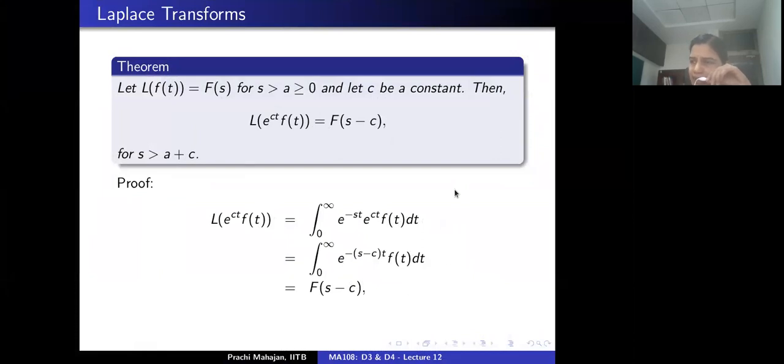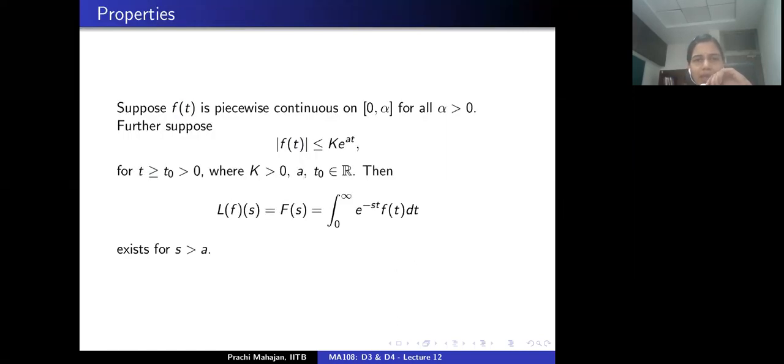So these results are useful in solving differential equations, particularly those which have discontinuous forcing functions, right? We will see examples, but for now, recall that if we have a piecewise continuous function on the interval 0 to alpha for every positive alpha, and the function little f is of exponential order a, then the Laplace transform exists for s bigger than a. This is what we did at the very beginning of the topic of Laplace transform.